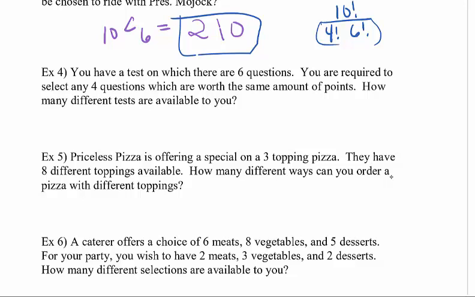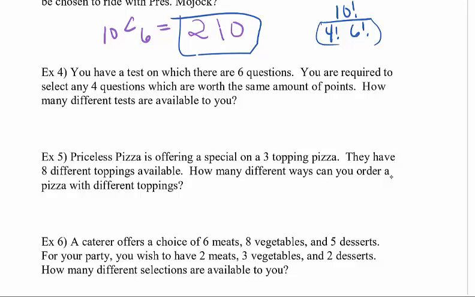So going to number 4, you have a test on which there are 6 questions. You're required to select 4. This is a really common one in history classes. They give you more topics to answer from, and you only have to pick a certain amount of them. So in this case, order doesn't matter. It doesn't matter which one you pick first. They didn't say the first one you pick is going to be worth more points. So you can do it in any order that you would like to. And we would obviously love to pick the same one twice, but that's not an option either.